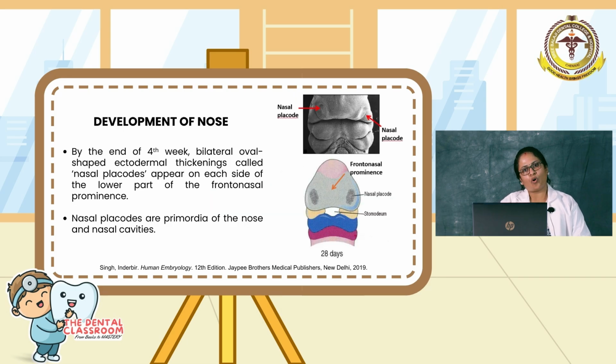So now let's move on to the development of the nose. By the end of the 4th week of development, two small oval thickenings appear on the lower part of the frontonasal prominences. These thickenings are made from ectoderm and are called nasal placodes. They act as the primordia for the development of the nose.